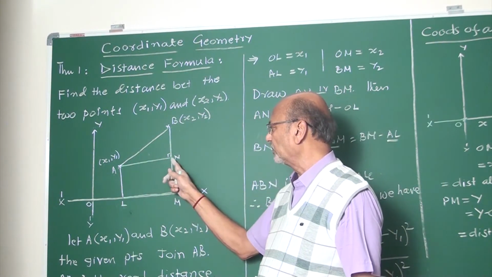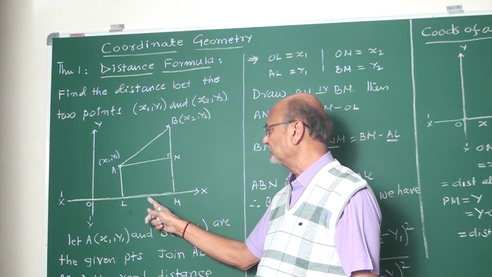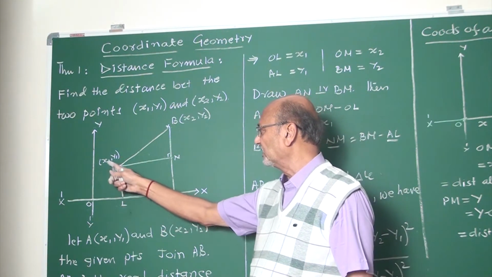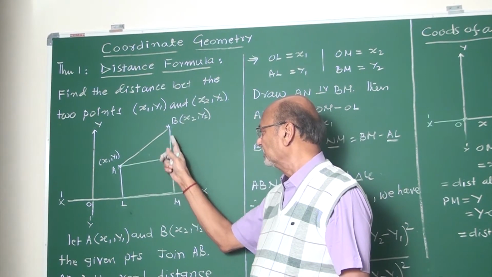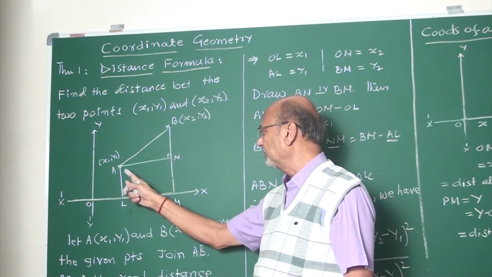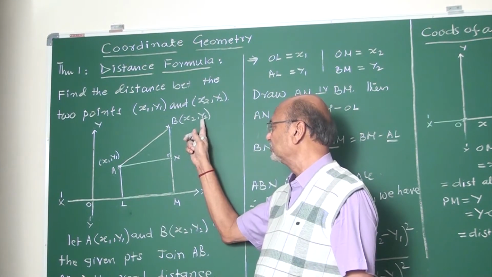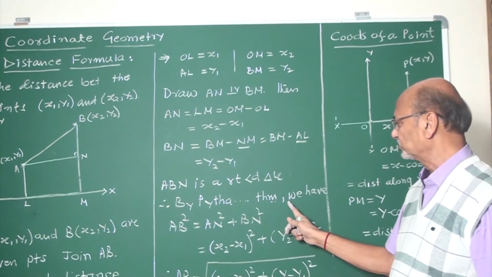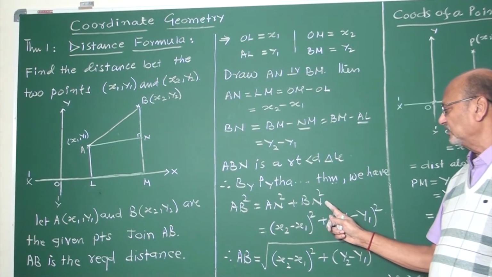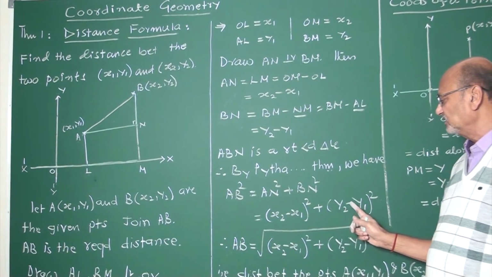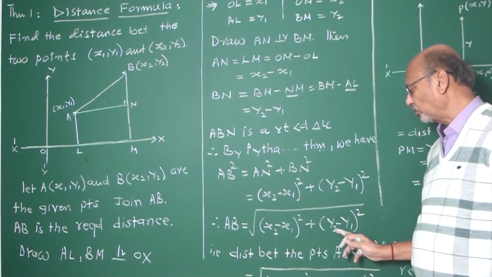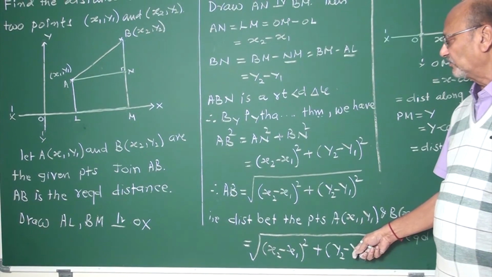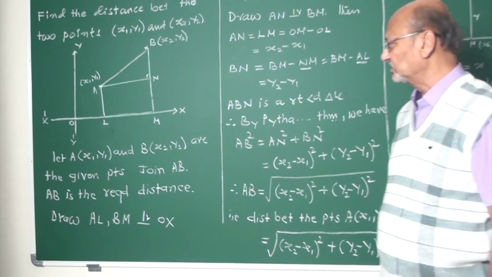Then draw another perpendicular AN. What is AN? LM, which is OM x2 minus OL x1. BN is BM minus NM. NM is AL, so it is y2 minus y1. Then great friend Pythagoras: AB square equals AN square plus BN square. These are the values, so AB is the square root. So the distance between 2 points is this, my friends. Required distance formula.